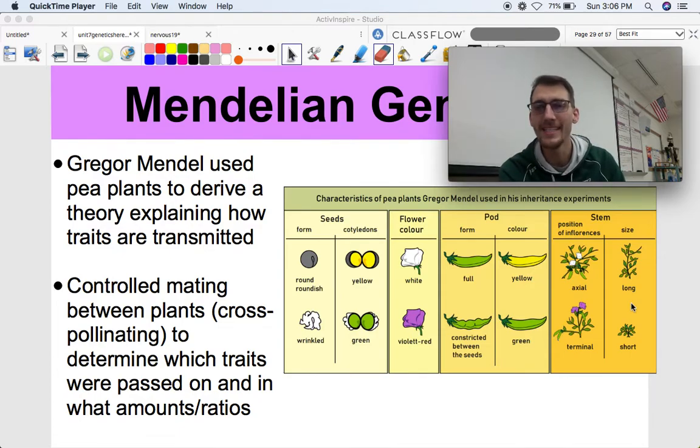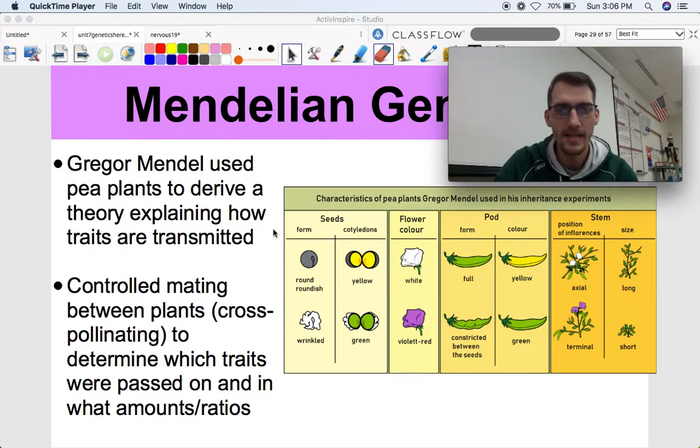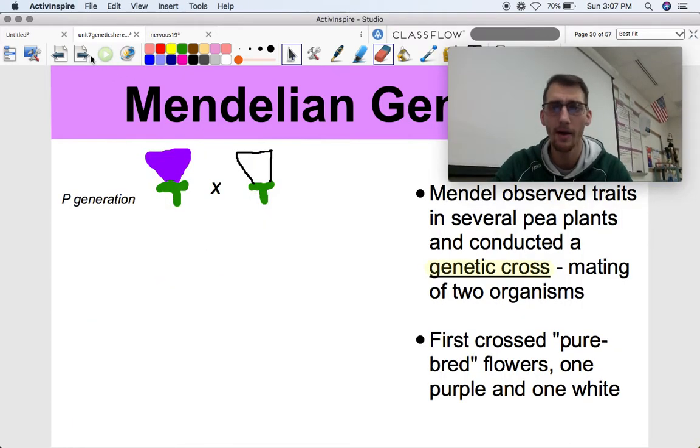Mendelian genetics is named after these crosses that he did with pea plants, and they're a really good place to start when we talk about how traits are inherited, and at what percentage or probability and what ratio we can expect genotypes and phenotypes, which we'll talk about in a second. He derived this theory of how traits are transmitted by studying characteristics in pea plants, whether seeds were round or wrinkled, yellow or green, whether the flowers were white or purple, violet, red. All sorts of stuff that he used to figure out how these traits are passed down.